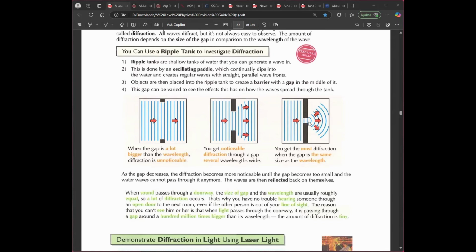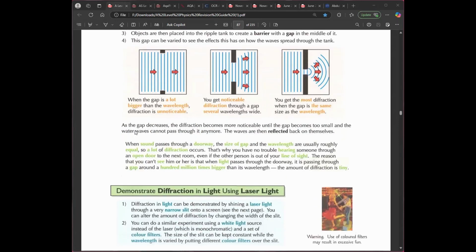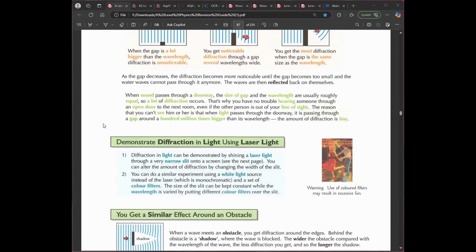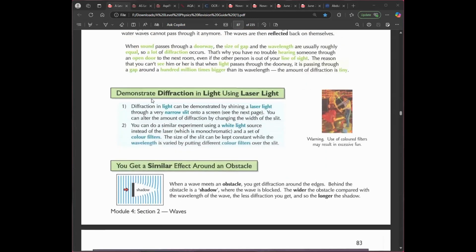You would just see reflection from there. All right. So that is what this says here. Now, diffraction in light using laser light. So you can also see it using laser light.